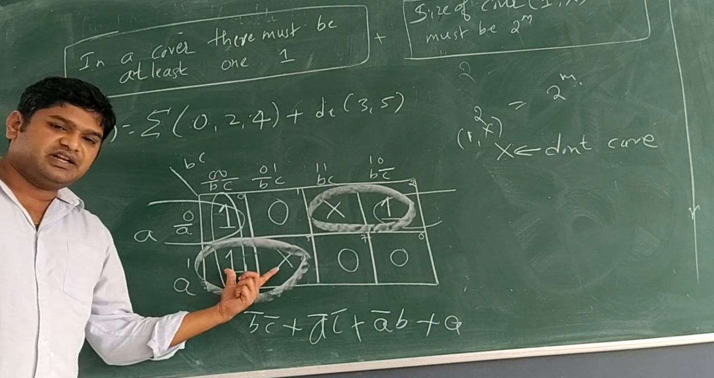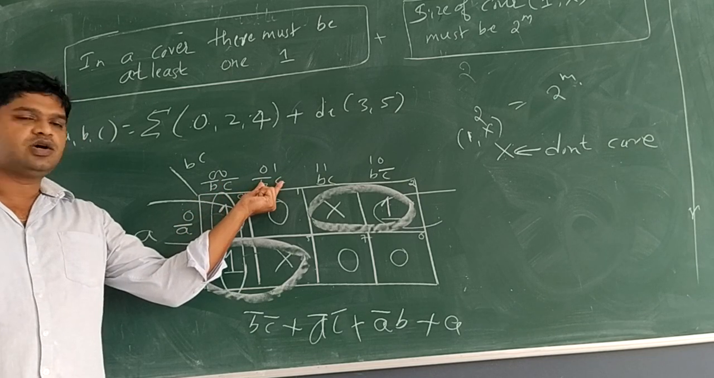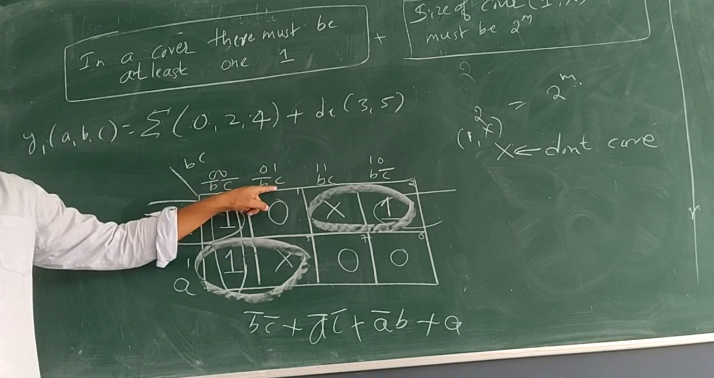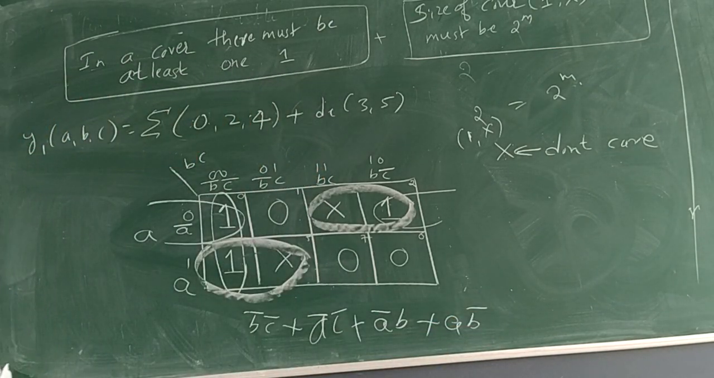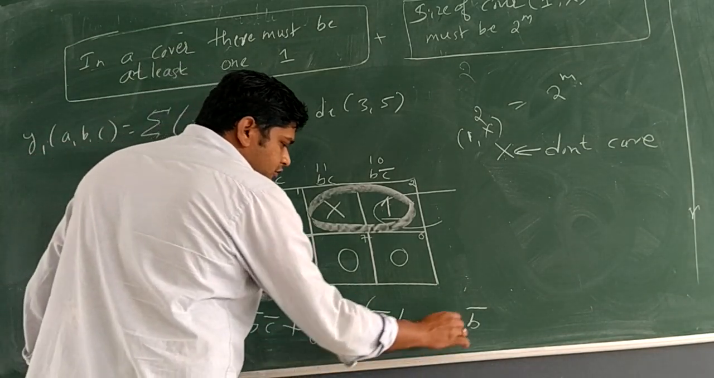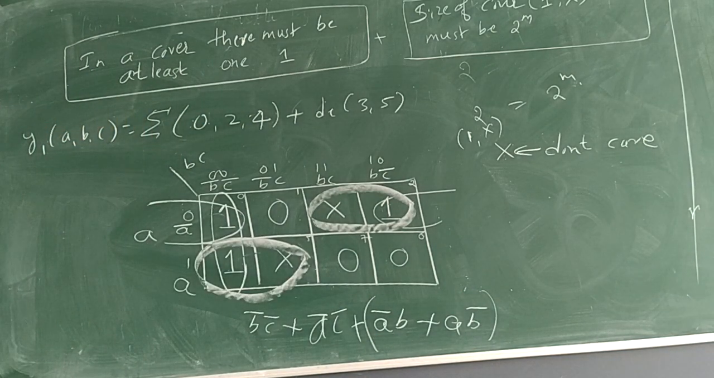Okay. It is present in 2 columns. One is B complement, C complement. One is B complement, C. Hence, C complement and C are neglected. We are left with B complement. A with B complement. This is the solution.